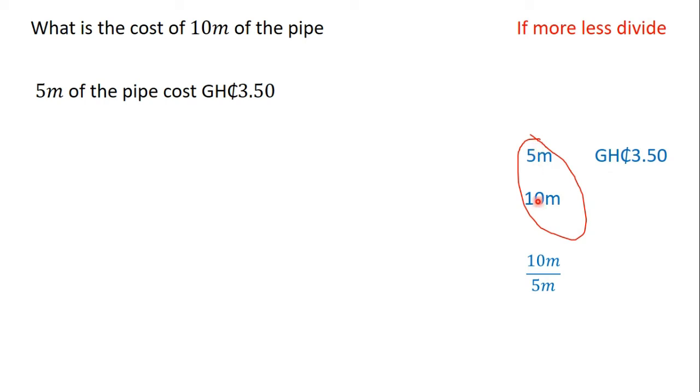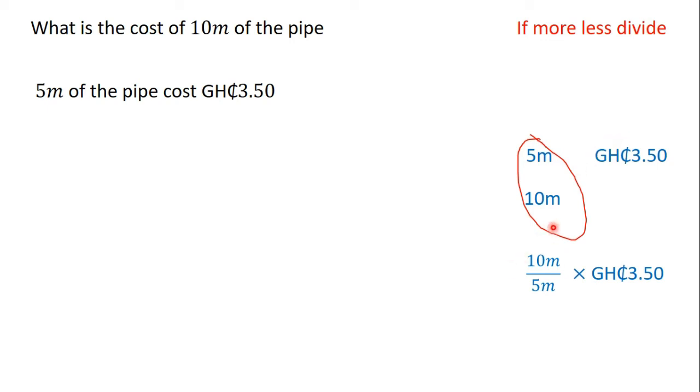So we will use these two to form a fraction, and the lesser one will divide. That is, the lesser one will become the denominator, and the bigger one will be the numerator. So you have 10 meters divided by 5 meters, since 5 meters is smaller than 10 meters. After that, we will multiply it by the cost. So you have 10 meters divided by 5 meters times the cost.